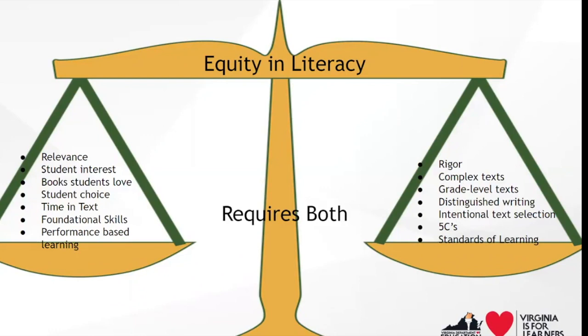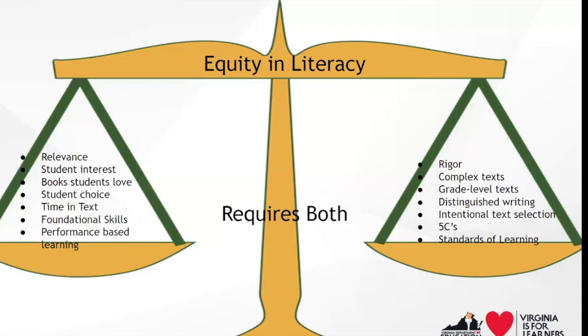All right, so in summary of this part of the presentation, we're really looking at a scale of balance when we talk about equity. There's so much research about the importance of giving students relevant text and having them have interest in books that they love, giving them time in text, and allowing them to have those foundational skills. That is one piece of the puzzle, and that is really the way that we can give students access to the world of literature and literacy.